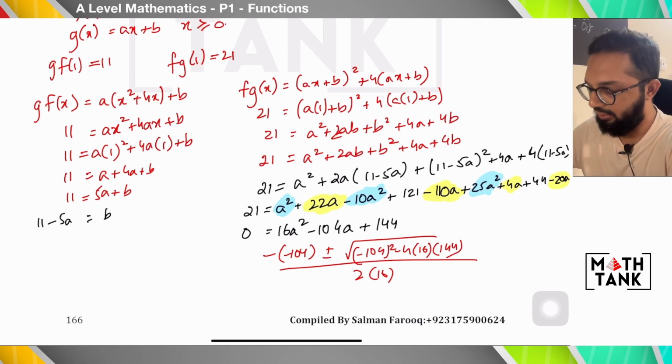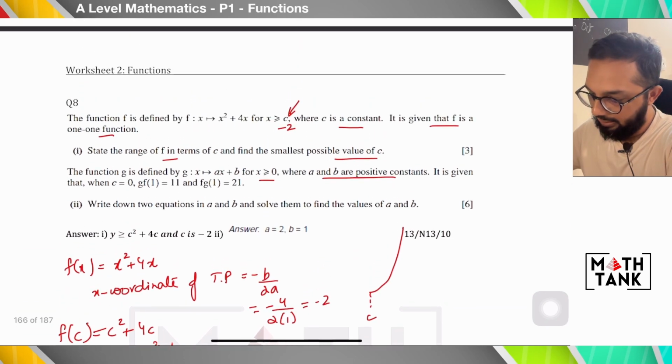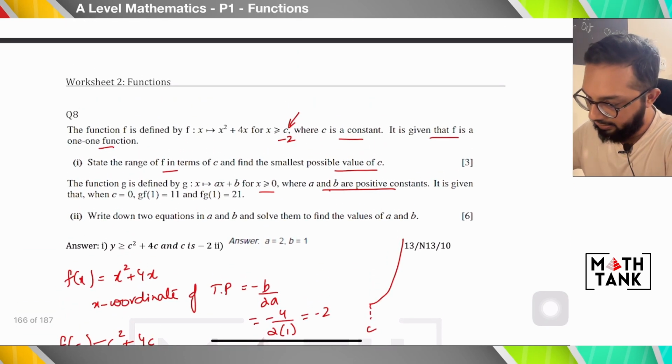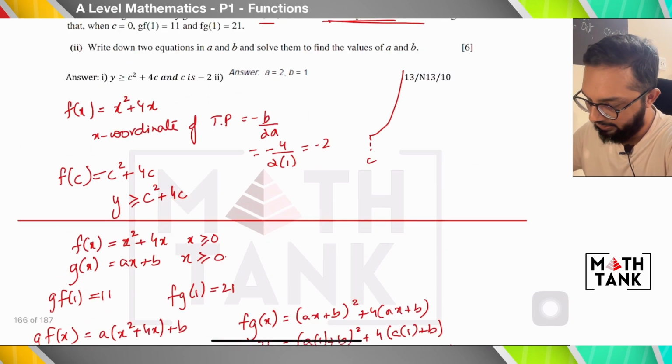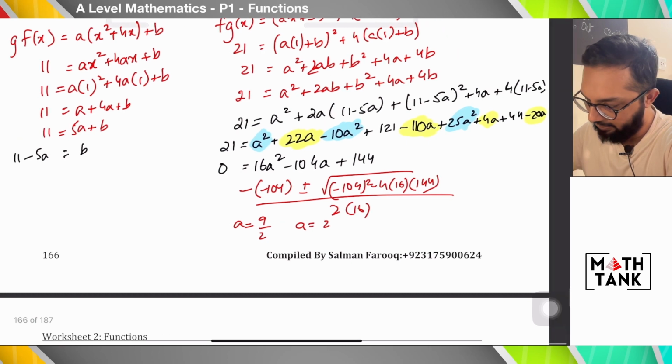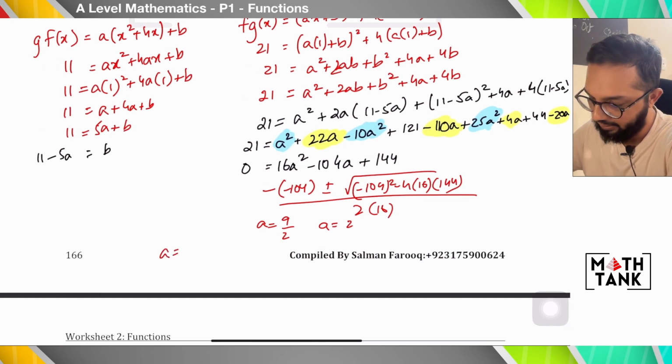9 over 2 and 2. So a can be 9 over 2 and a can be 2. Does it say anything about which one has to be picked as the final answer? It says a and b are positive constants. Okay, let's try to find b first and see if we get both positive constants there as well.